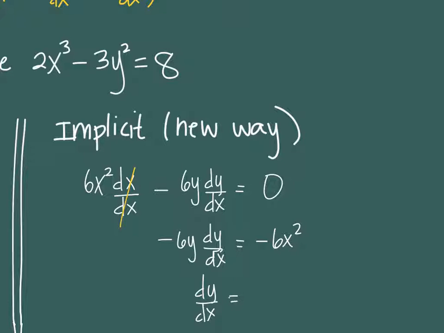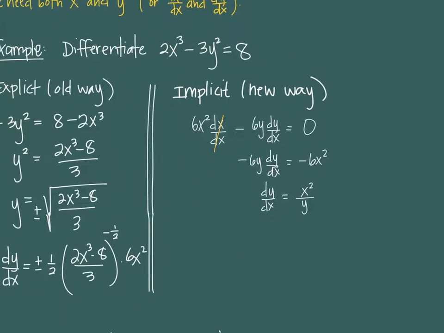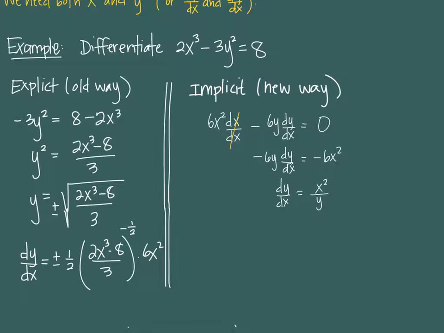So I get x squared over y. And that's the derivative. Isn't that much cleaner than the old way? They are not wrong. We just are looking at a more efficient and cleaner way of doing it. Okay, any questions about that?